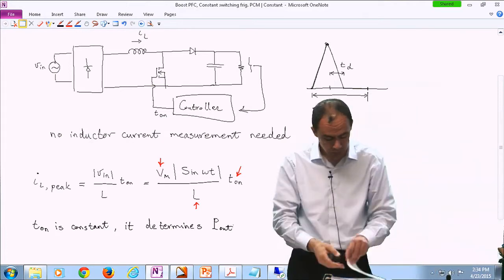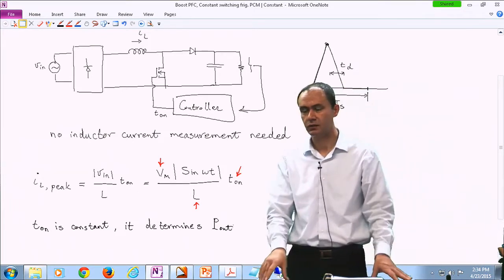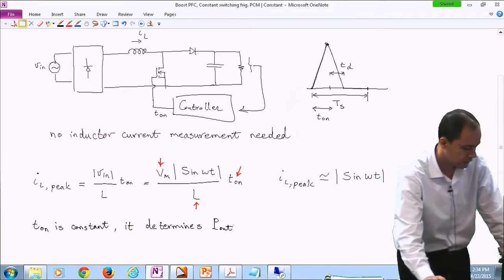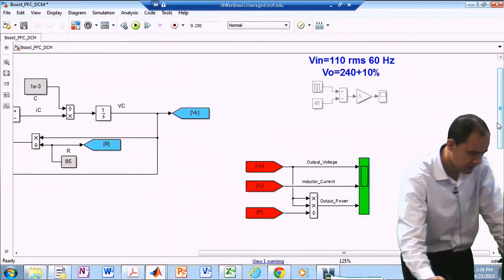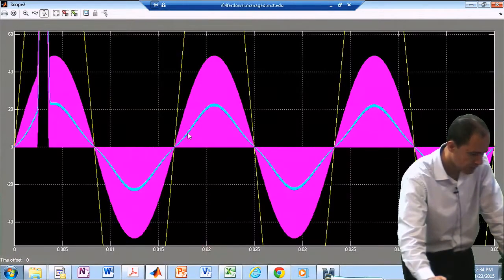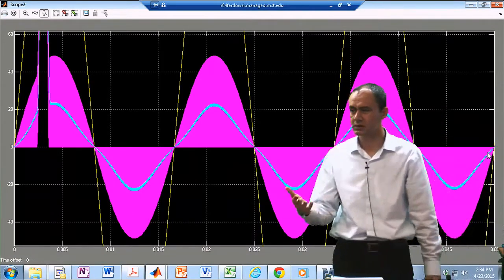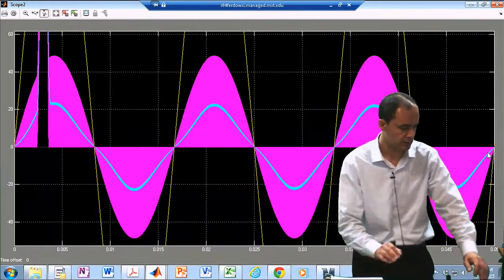Now, when we were looking at the average value of the inductor current, or maybe the input current, it wasn't really sinusoidal. So when we were looking at this average value, you can see that this blue curve is not really sinusoidal. So let's take a look at this and see what is determining the distortion in this waveform.